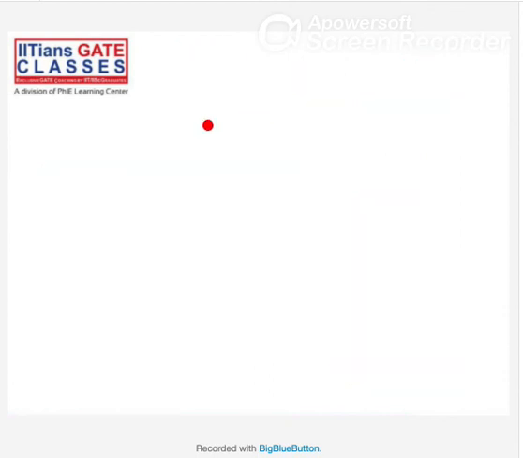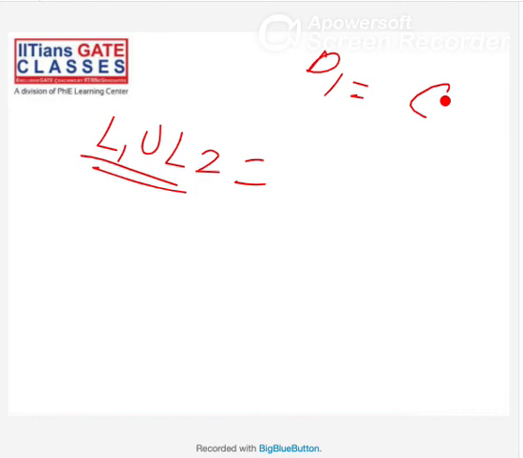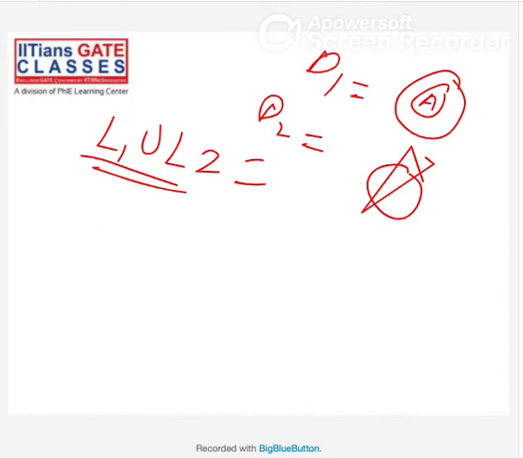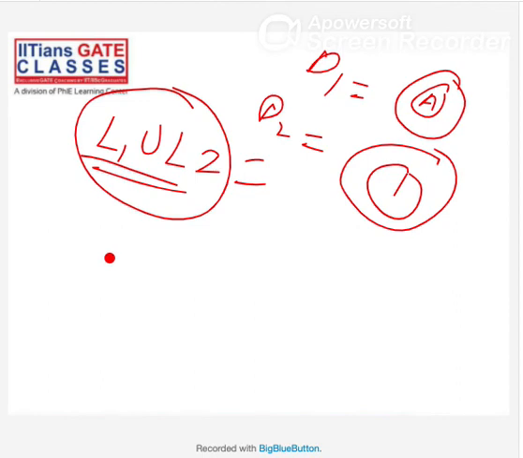Now, how to find L1 union L2? Let's see. The same thing you will do, the product automata construction. But at the end, because you want L1 union L2, let's assume in D1 the final state is A, and in D2 the final state is 1. Then for L1 union L2, you will make the product automata construction, which we have seen.